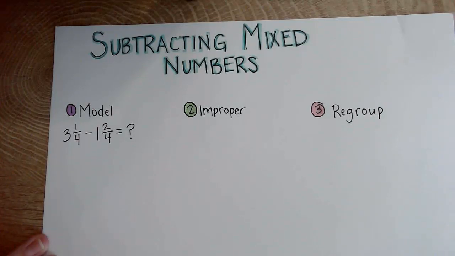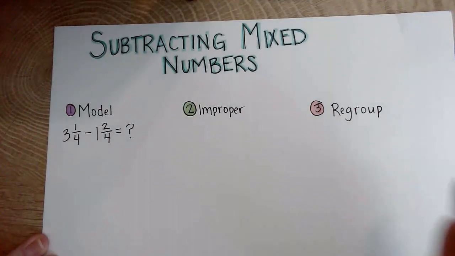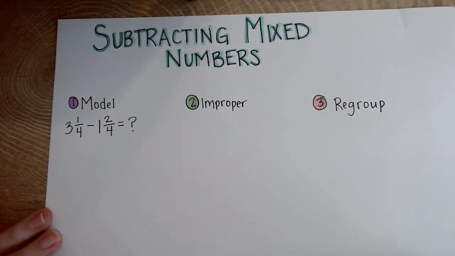It doesn't work. So what we're going to look at today is 3 different strategies that students can use when subtracting mixed numbers. Once we go through all 3, feel free to pick your favorite, whichever one makes the most sense to you. So if we look at our first strategy, this is modeling.